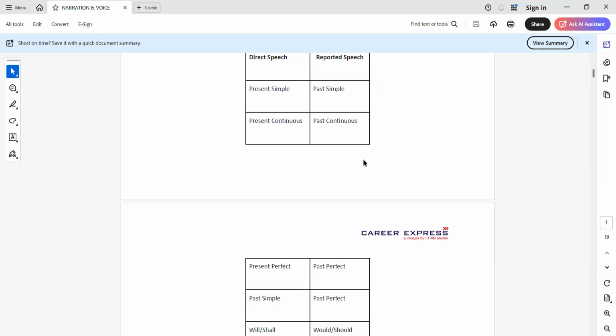Okay. Coming to past, simple past changes to past perfect. Past continuous changes to past perfect continuous. Again, past perfect remains the same, only the pronoun changes. And past perfect continuous also remains the same. Okay, coming to future. Future simple changes to will का would हो जाएगा. That's it. And future continuous changes to would, will be ing की जगह would be ing.